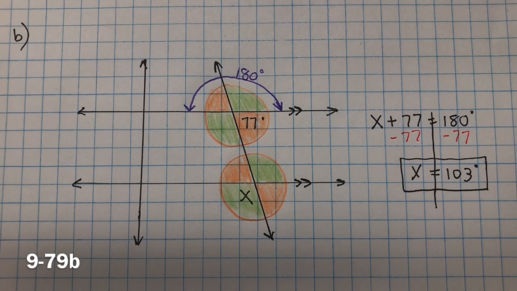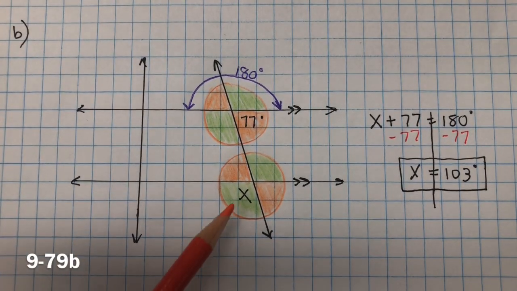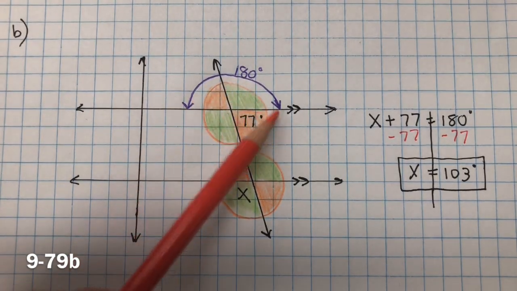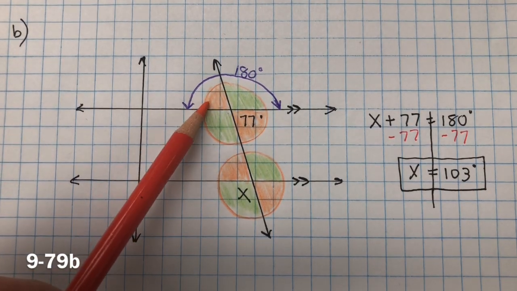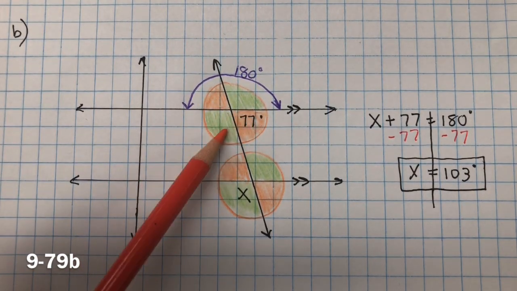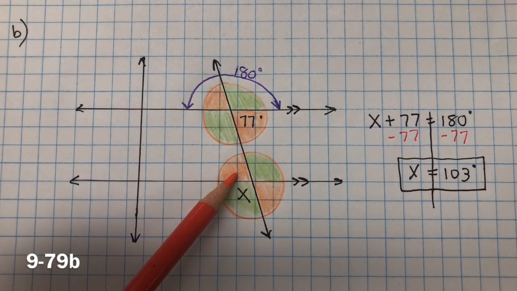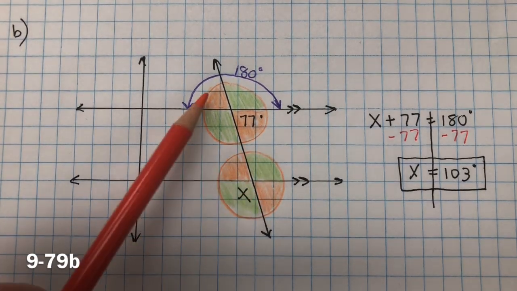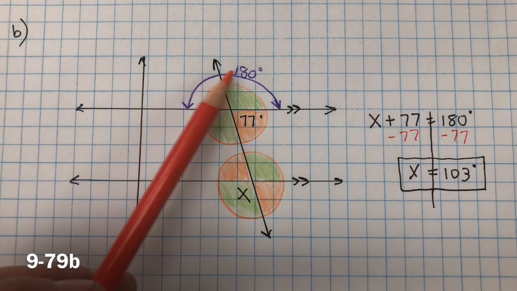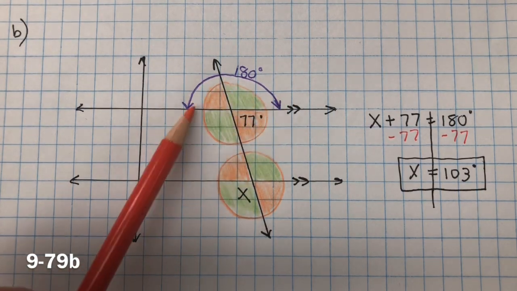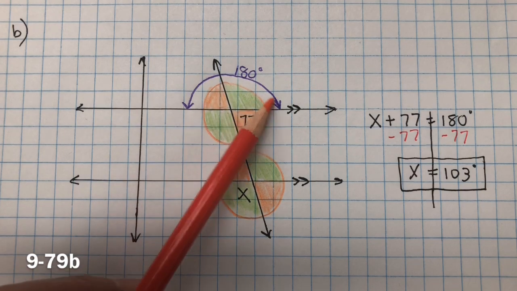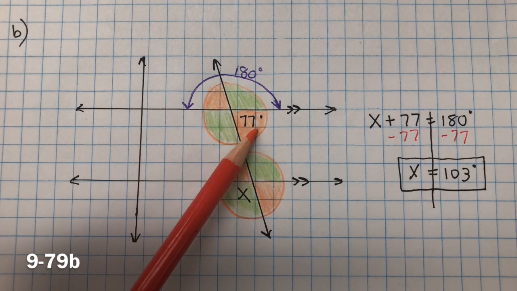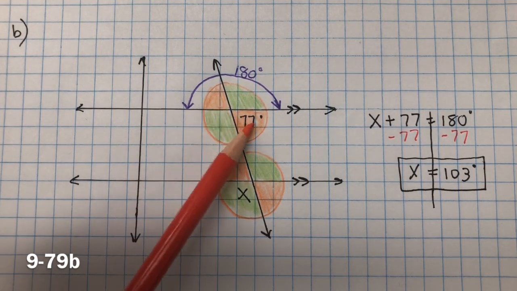For problem 979b, we need to find the measure of angle x. And remember, when you use the beach balls, we have orange, green, the same congruent angle, supplementary angles. That will let you know that an orange and a green will be 180 degrees. If they're the same color, those are congruent angles. They're equal to each other. These vertical angles are congruent.